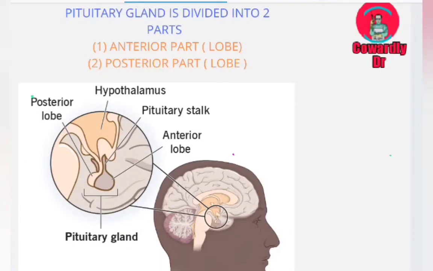We know that the pituitary gland is divided into two parts, the anterior part and the posterior part. Here we can see the pituitary gland. Here is the anterior lobe, and here we can see the posterior lobe. Above we can see the hypothalamus. So the pituitary gland is divided into two parts, the anterior part and the posterior part.